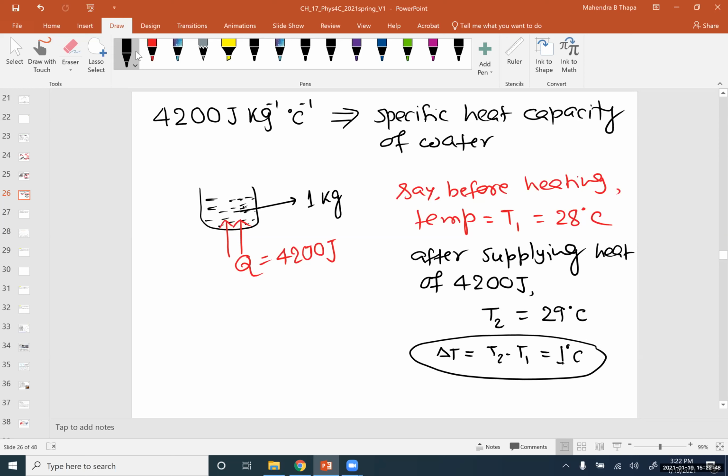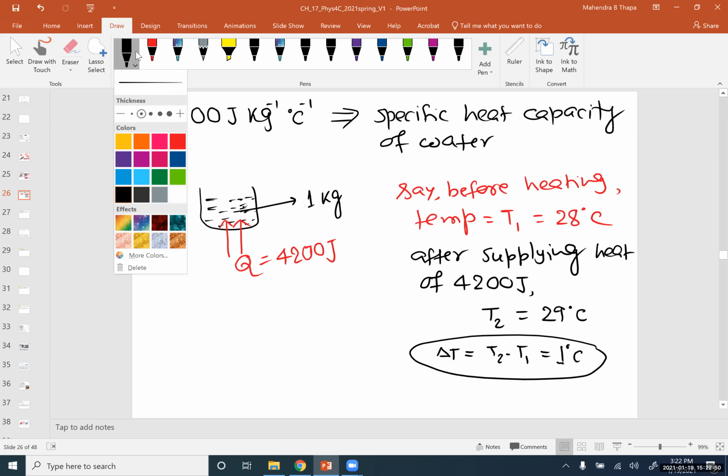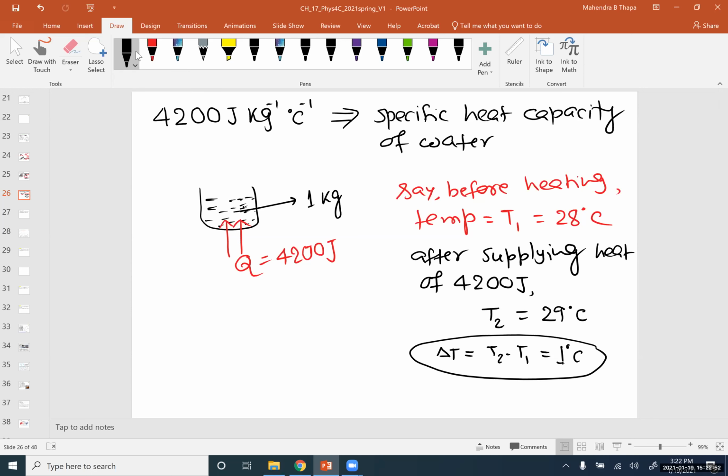Okay. So this means the specific heat capacity of water, 4200 joule, means 4200 joule of heat is required to raise the temperature of 1 kilogram of water by 1 degree Celsius. Okay, so this is the definition of the specific heat capacity.